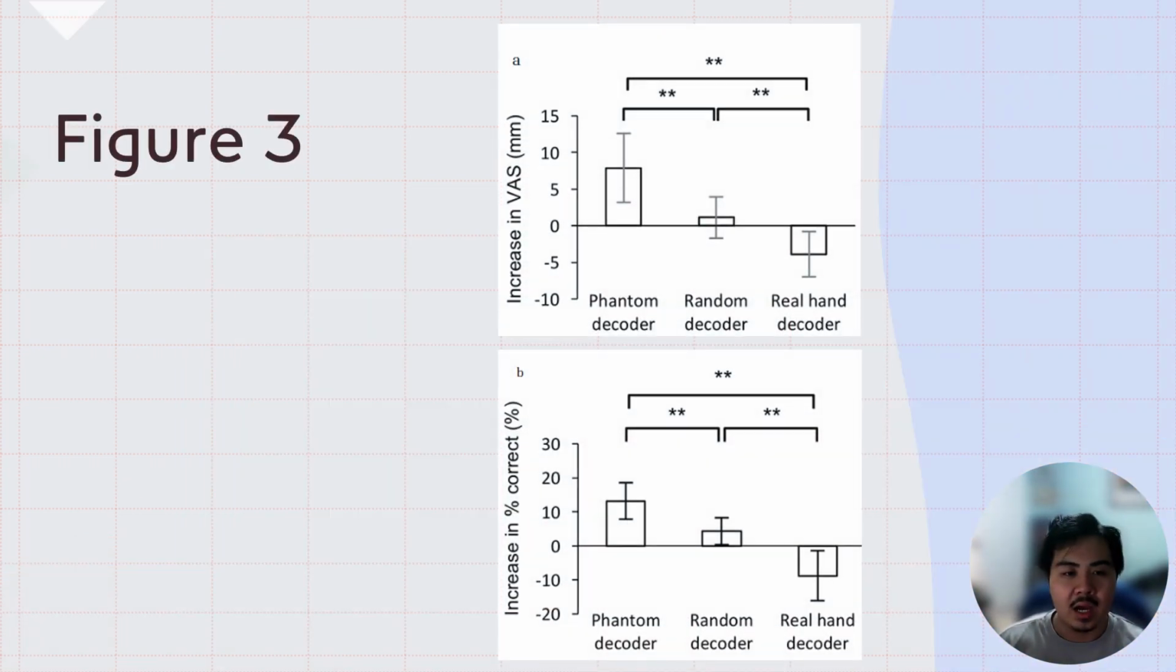Figure 3a here shows how the decoders altered their pain, using the random decoder as their baseline. The phantom decoder, when compared to the random decoder, significantly increased VAS, making the patients feel a lot more pain. Now, the real hand decoder, when compared to the random decoder, significantly decreased VAS, making the patients feel a lot less pain. And to ensure that the decoders were accurately measuring what they were supposed to be measuring, in figure 3b, they also evaluated the currents on the motor cortex contralateral to the phantom limb pain, both significant when compared to the random decoder.